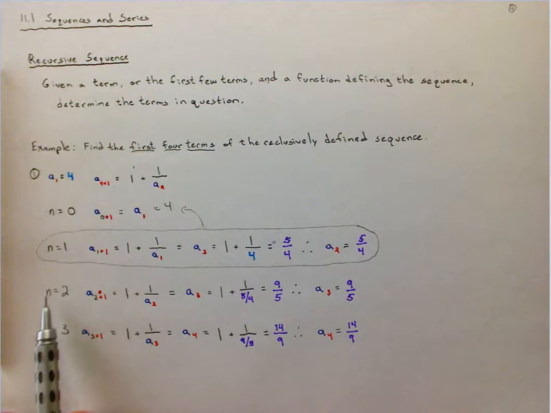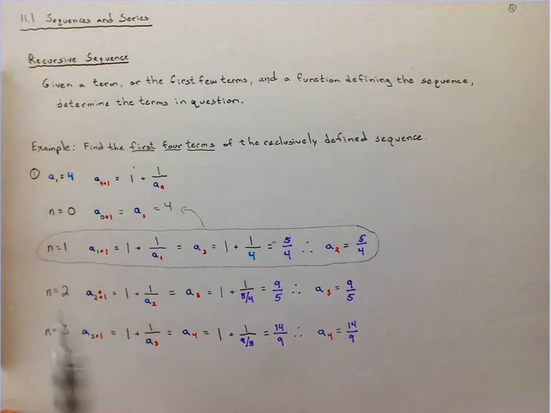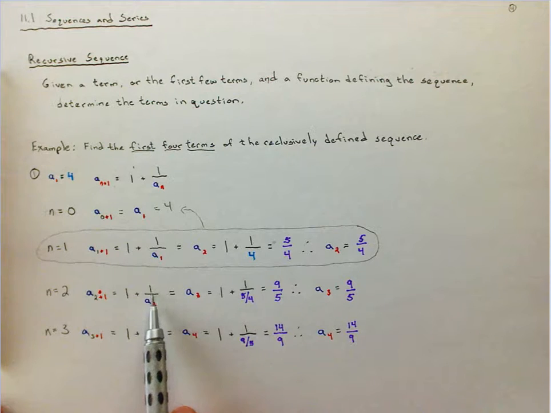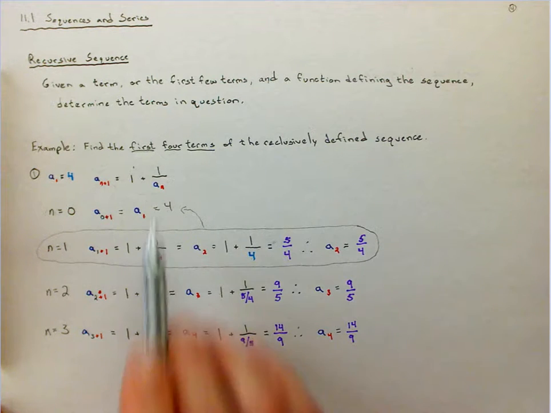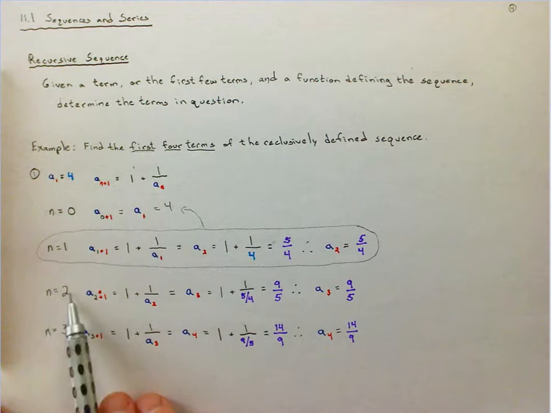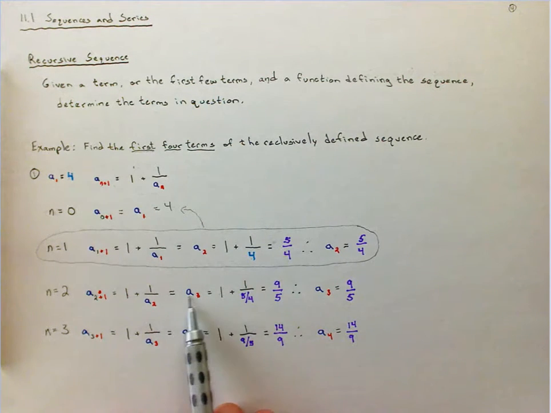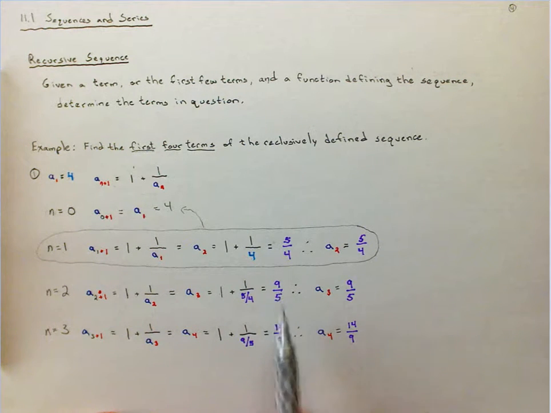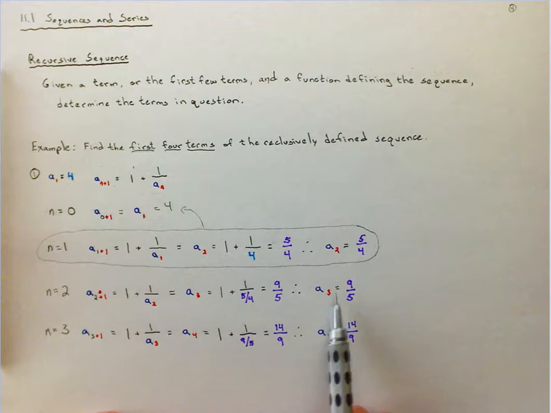Let's look at it whenever I say n equals 2. Hopefully you understand that all my work here is going to be based off of what I got for this answer. I'm going to have 5/4 in this one. So a sub 2 plus 1, which is a sub 3. A sub 3 equals 1 plus 1 over a sub 2. And how did I get that a sub 2? Well, it's a sub n, and n is 2, so I plug in my 2. Therefore, a sub 3 equals 1 plus 1 over 5/4, which equals 9/5. Therefore, a sub 3 equals 9/5.